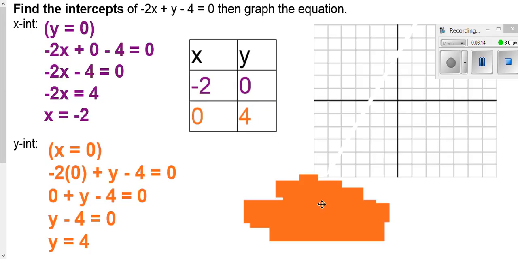So all we have to do is plot those points. To the left, up 0, which would be this point right here. And then 0 to the right and up 4, which would be this point right here. And then all we have to do is just draw a line going in between those two.